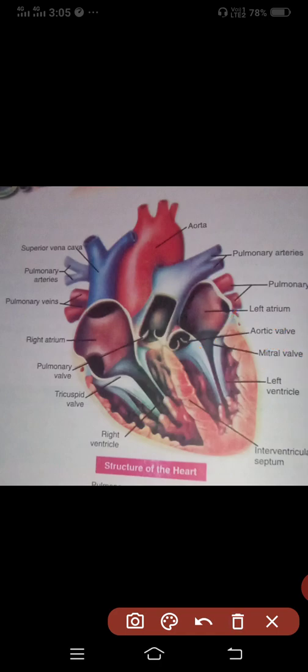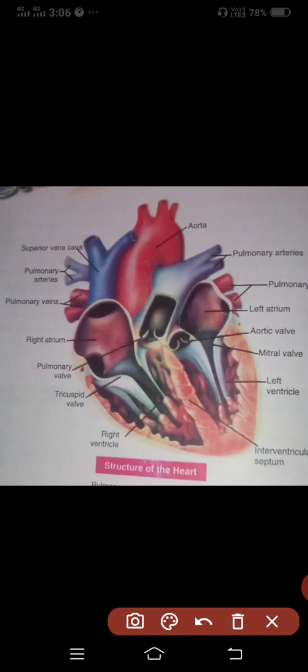Next, the third one is the pulmonary valve. The pulmonary valve is situated between the right ventricle and the pulmonary artery. This is the pulmonary artery. Between these, the pulmonary valve is situated. This is the third valve of the heart. It allows blood from the right ventricle to the lungs only.